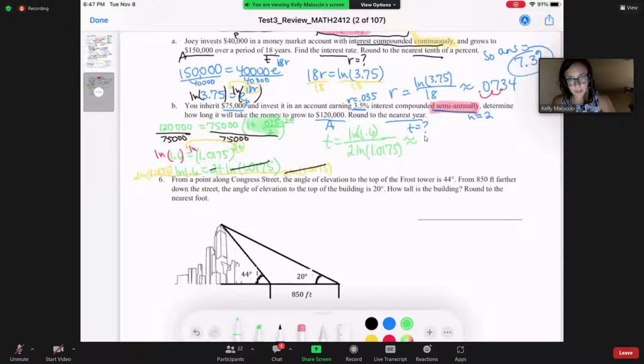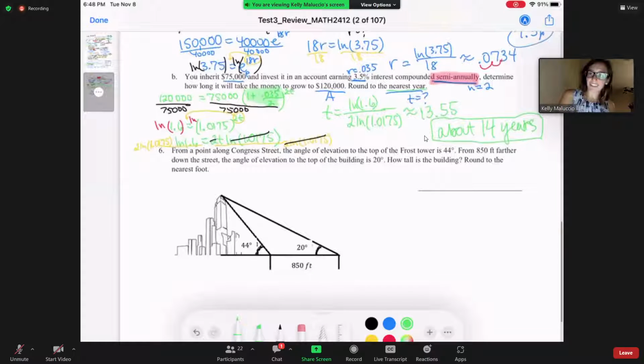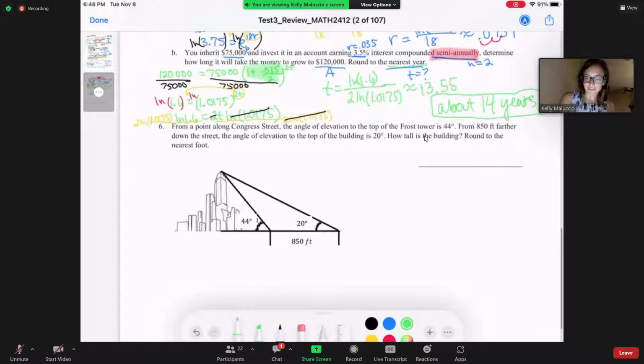And I was getting about 13.55 or something, 545, something like that. And it does say round to the nearest year. So we can just round this up, right? And we can say in about 14 years, their money would be where they want it to be that they invested, right? So although that sounds maybe like kind of a long time, it's not really. It's not, time flies.